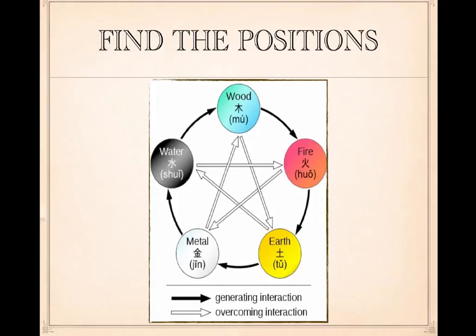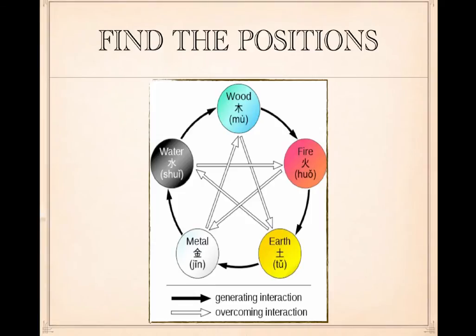Okay. If you reverse that, then you find the sons. So wood is the son of water. Water is the son of metal. Metal is the son of earth. Earth is the son of fire. And fire is the son of wood. All right, so we've got the son points or positions, and we've got the mother positions. And now we want to look for grandmother, right?